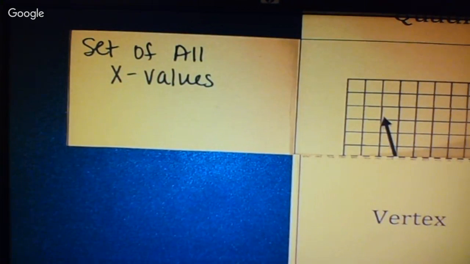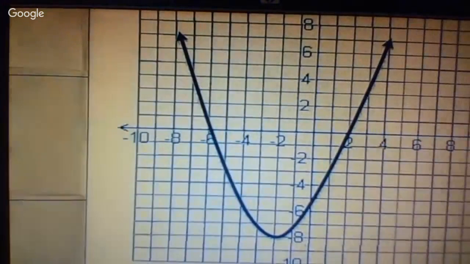Okay. Set of all x values. So, if you look at this graph, what's happening on the left-hand side? What's my graph going to continue to do on this left-hand side? It's going to keep going to the left. It's never going to stop. That arrow means it's never going to stop. So, it's heading in the left direction, which is negative, and it's going to keep going. So we call that negative infinity.